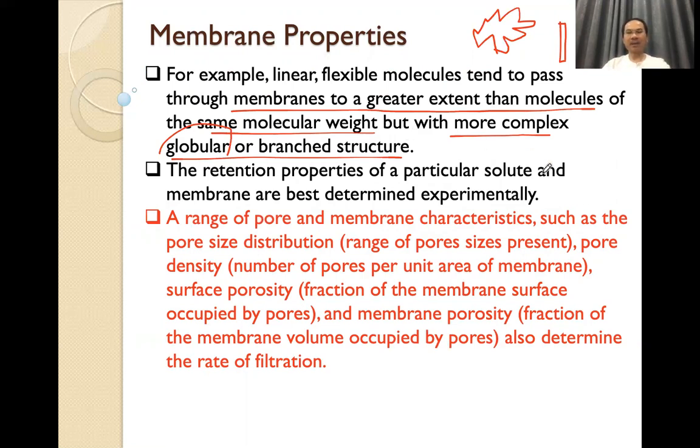We look at the pore and membrane characteristics such as the pore size distribution and pore density. Pore density means the number of pores per unit area of the membrane. Surface porosity is the fraction of membrane surface occupied by pores. Membrane porosity is the fraction of the membrane volume occupied by pores. It is also used to determine filtration rate, which is the permeate flux, or rate of solution that passes through the membrane.